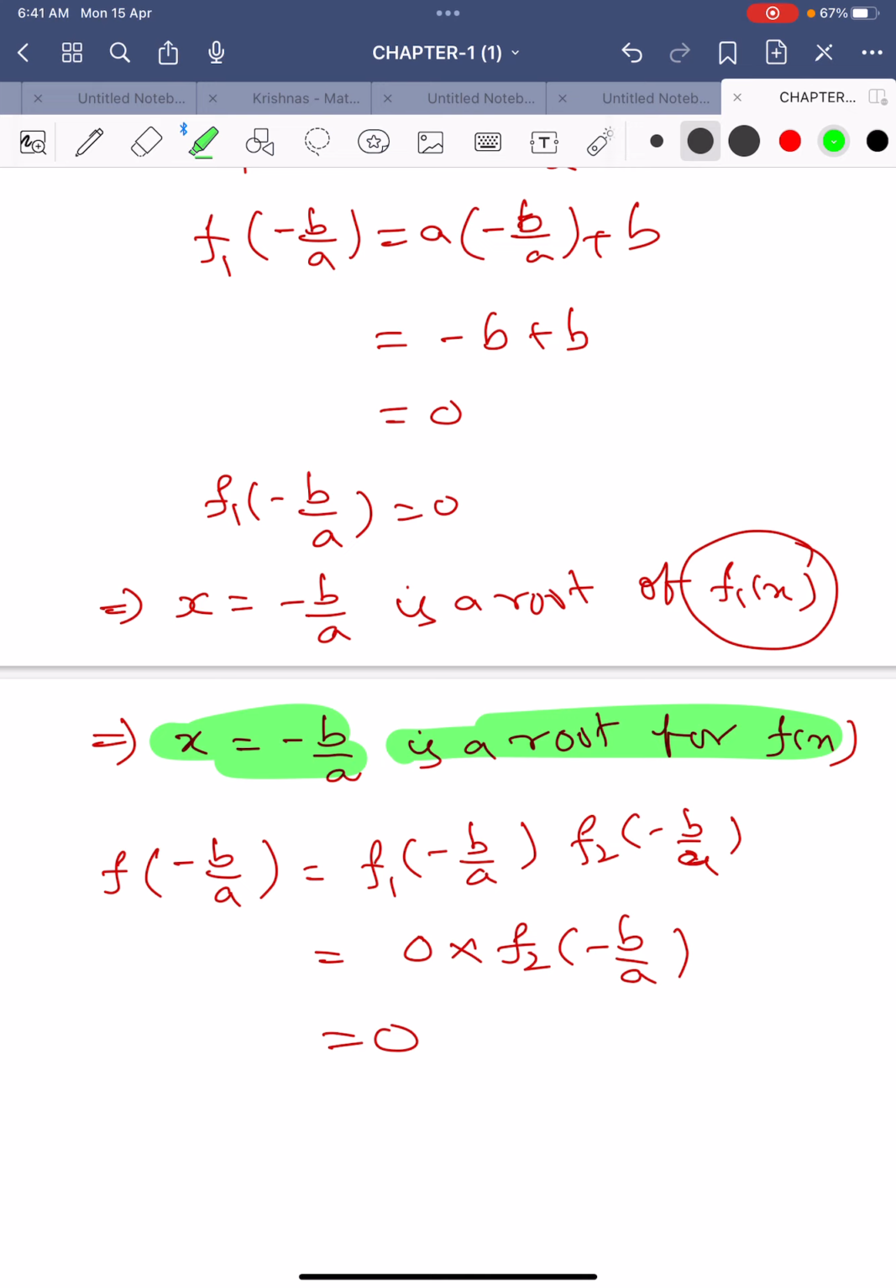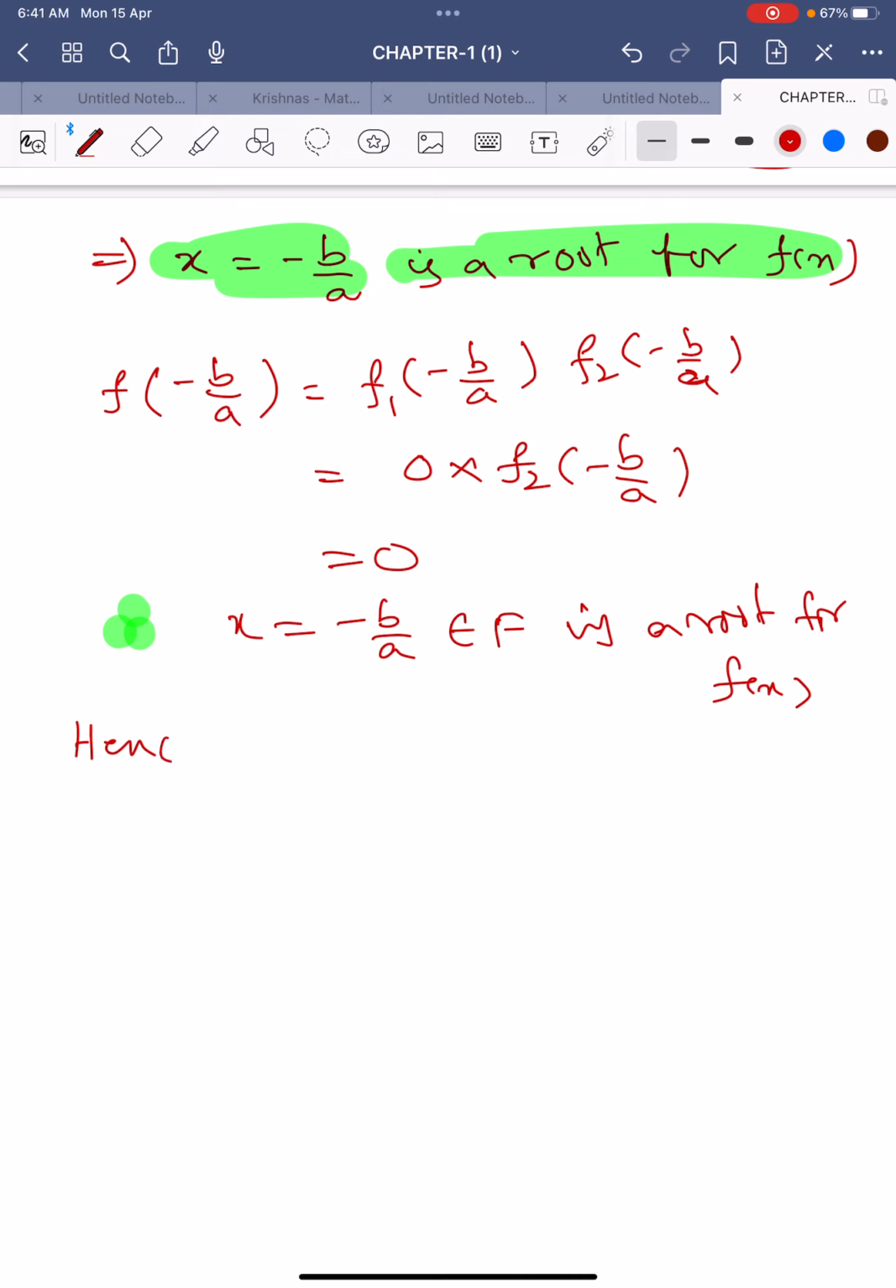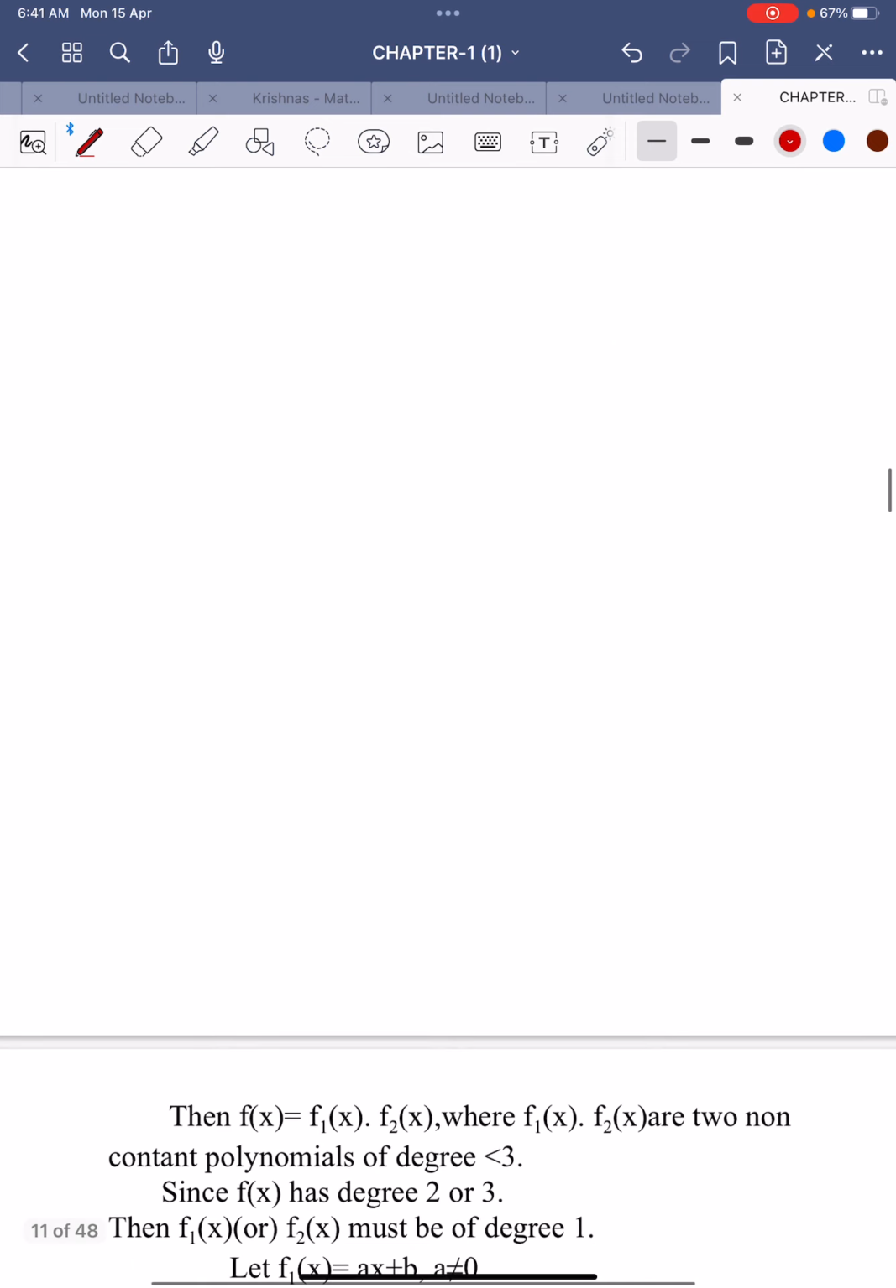So this is the required condition. Therefore we conclude that x equals minus b by a belonging to capital F is a root for f of x, a root for the polynomial f of x. Hence, the polynomial f of x has a root in capital F. This is the first part. Next, we have to show the converse. Let us see the first part again.